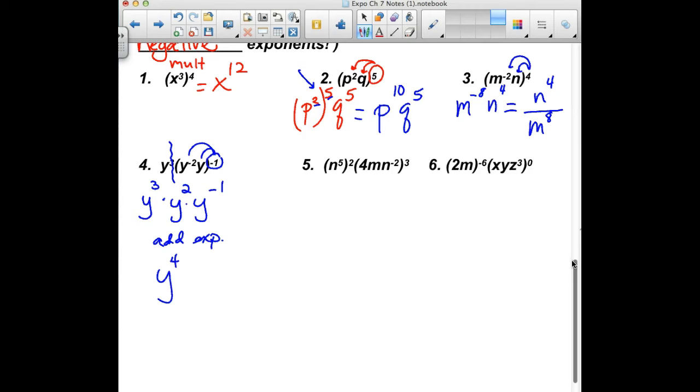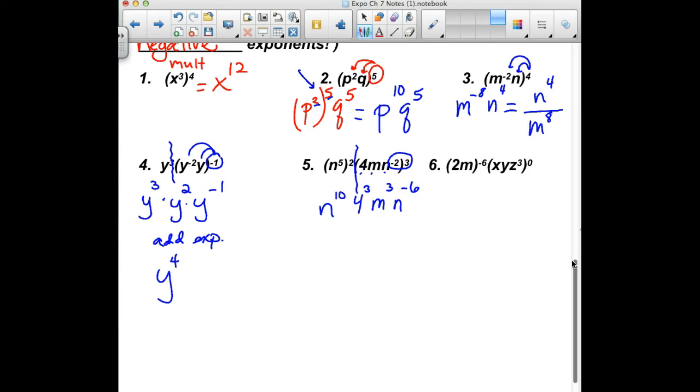All right, example 5. Let's break it into two parts since we have two powers outside here. The square is applying just to the n to the fifth. We multiply those exponents, so we have n to the 10th. In our second half here, we have three different pieces. We have a 4, an m, and an n, all being cubed. So we have 4 to the third, we have m to the third, and we have n to the negative 2 times 3.